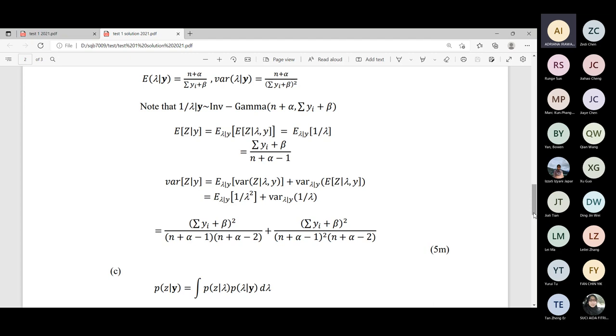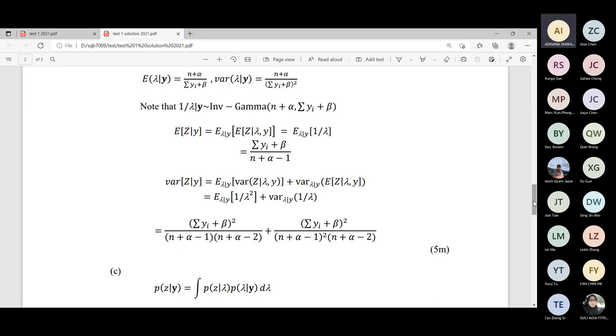But if you don't know how to do it, then you have to do it the long way. The long way would be to integrate 1 over lambda and then multiply by the PDF of the gamma, and you should get the same answer. But this one is using the inverse gamma property. So either you use the inverse gamma property or you have to integrate.